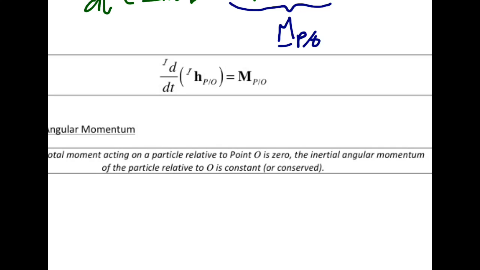And this is similar to the law of conservation that we introduced from Chapter 2, or even in the last lesson, in which linear momentum was conserved when the force is equal to 0. Well, angular momentum is conserved when the moment about the point at which you calculated your angular momentum is 0.